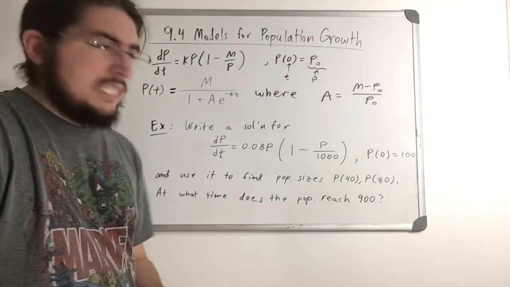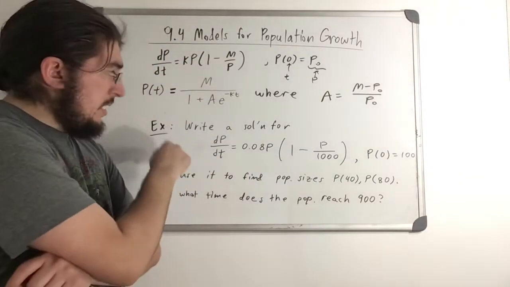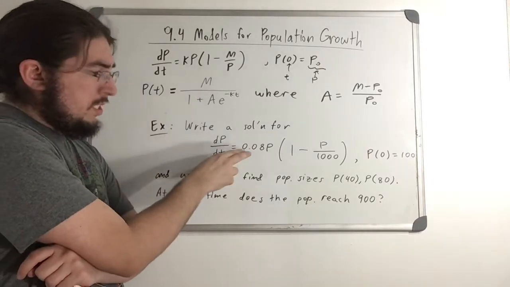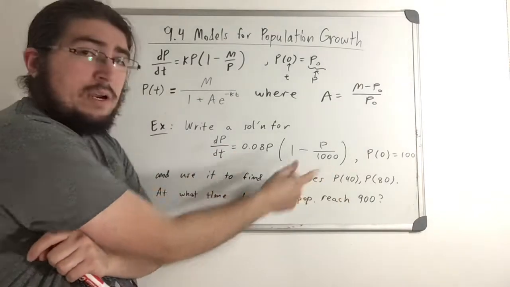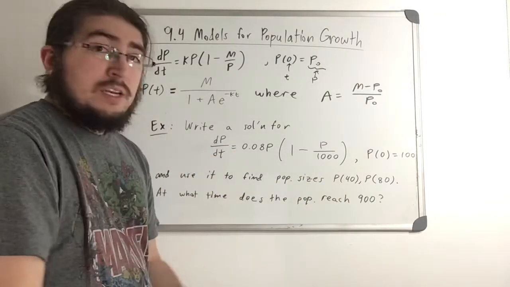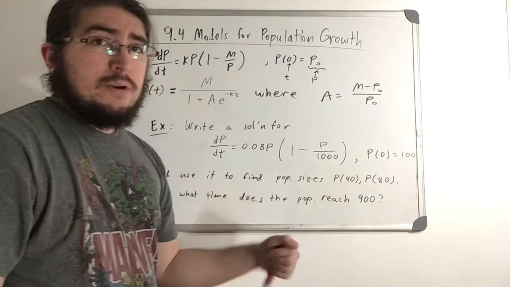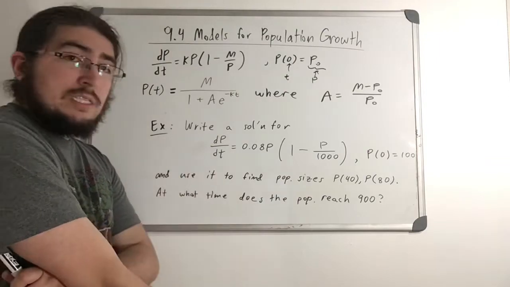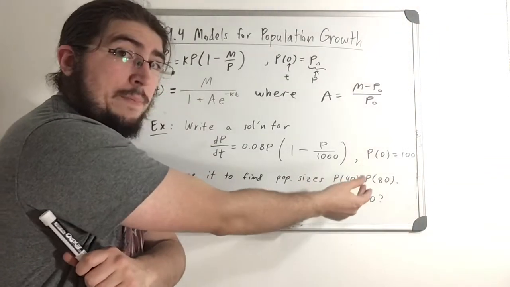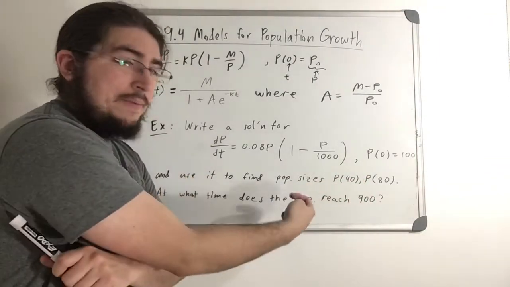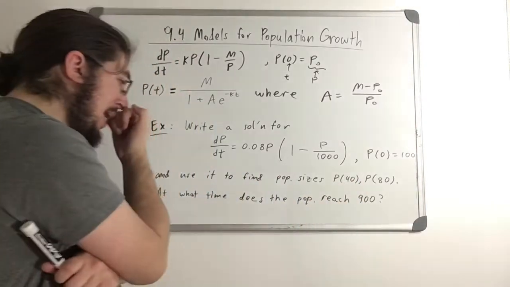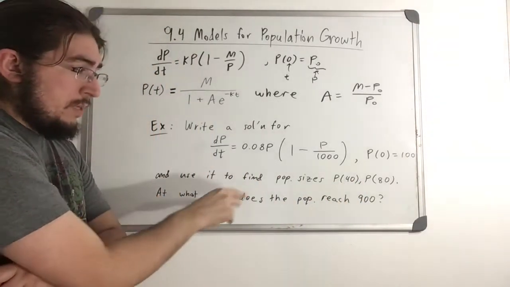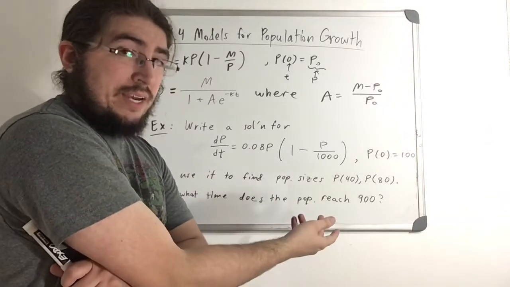Okay, so for this next example, we're given a particular differential equation. dP/dt is equal to 0.08P times the quantity 1 minus P over 1,000. The initial condition we're given is P of 0 is 100, so that's the initial population size. And we want to use this to find the population sizes P of 40 and P of 80, so P at time 40 and P at time 80.